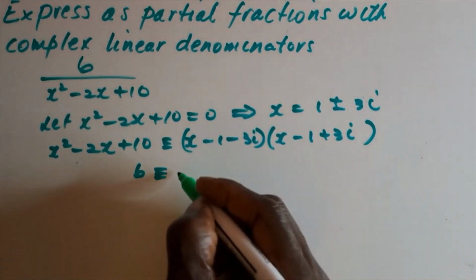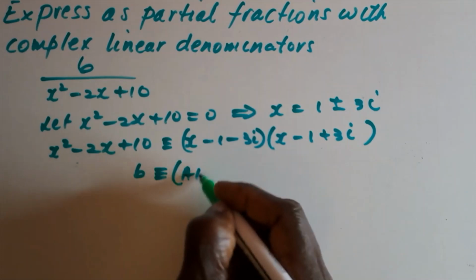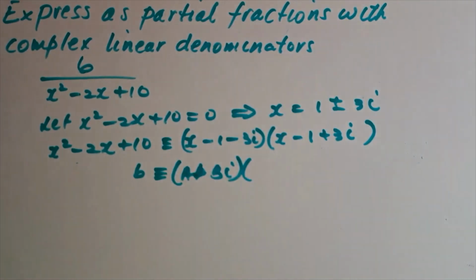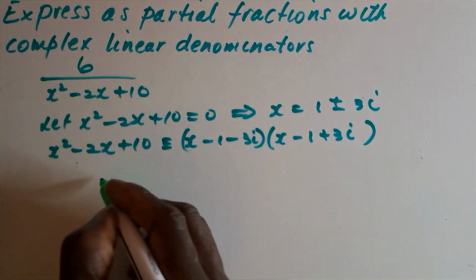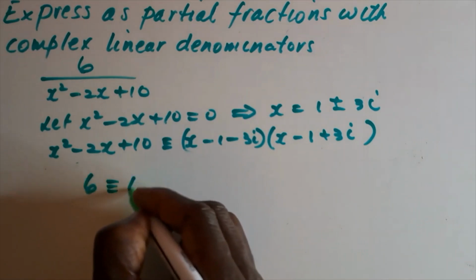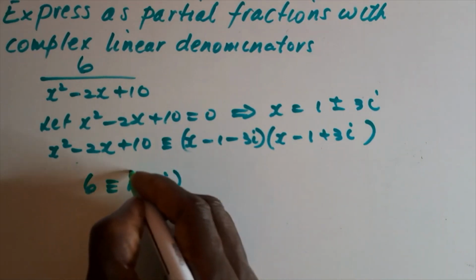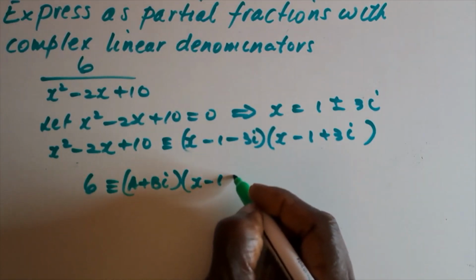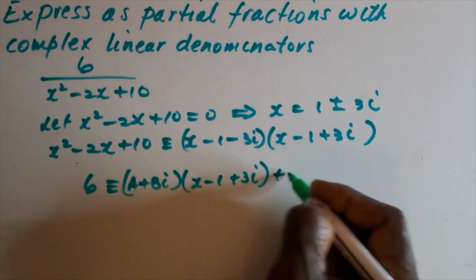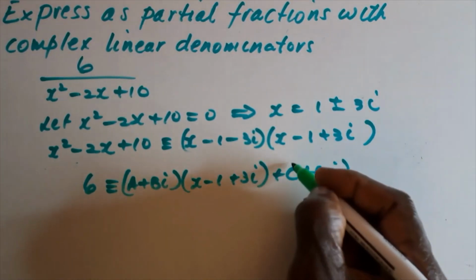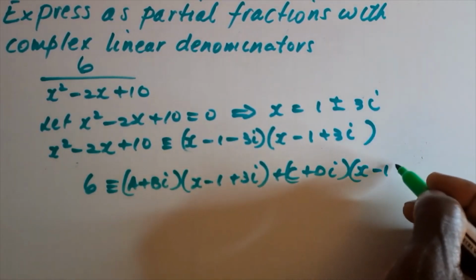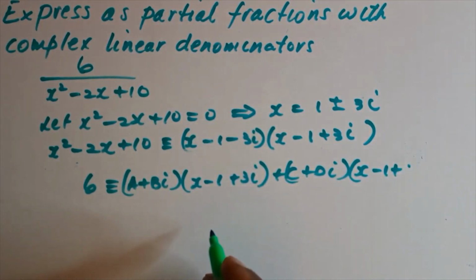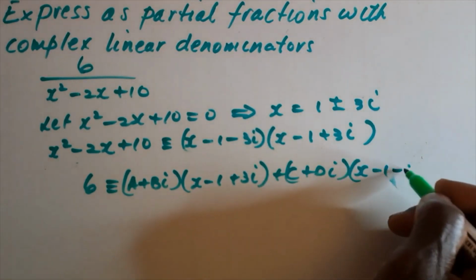So we can write 6 is equivalent to a add bi, brackets, x minus 1 add 3i, and c add di, x minus 1 add, no, we made a mistake, this one is minus, yep, minus 3i.